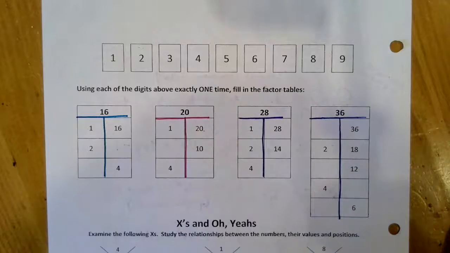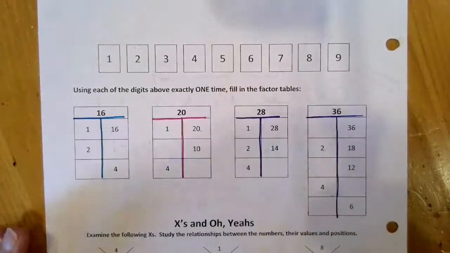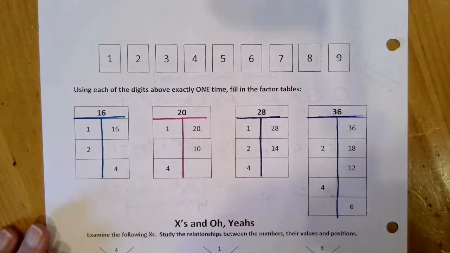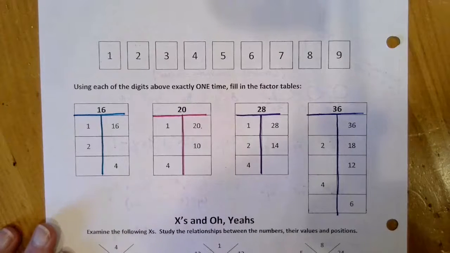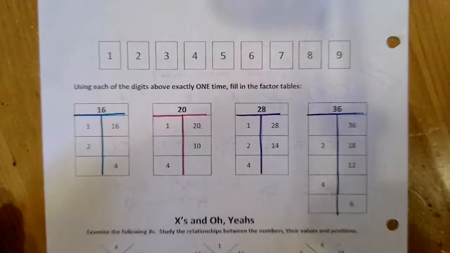Okay, so we're going to pause the video. And the rule for the game is you have to choose each one of these tiles 1 through 9, and you can only use each one time. So go ahead on your paper and tell me where each of those factors fits in the boxes. Go.